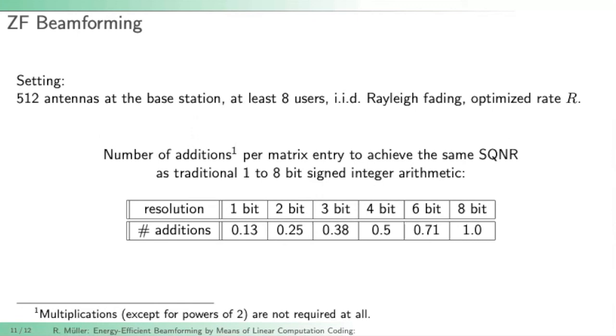And this improvement by this factor of 8 is pretty typical. That holds pretty much for all target resolutions. Note that here multiplications are not required at all, except for multiplications with powers of 2, which of course in hardware are no effort at all. This is just a wire shifting the bits.